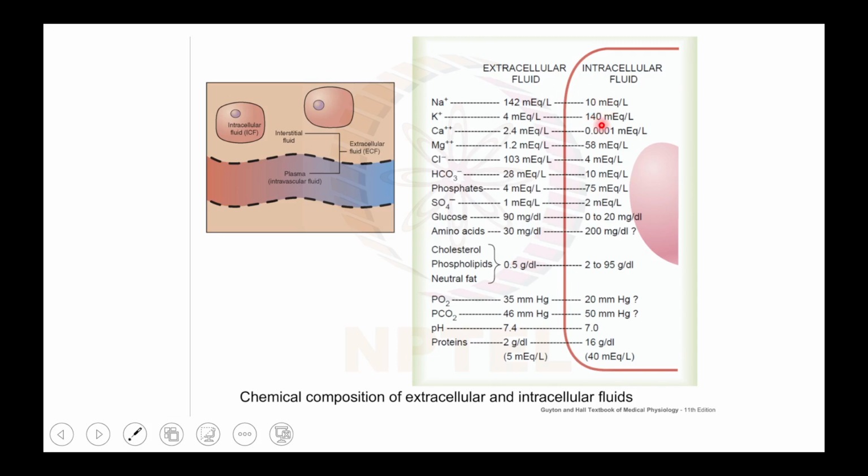Okay. So for now, if we see here, this is extracellular fluid. Here you can see the sodium concentration in the extracellular fluid is 142, and in intracellular fluid it is 10.